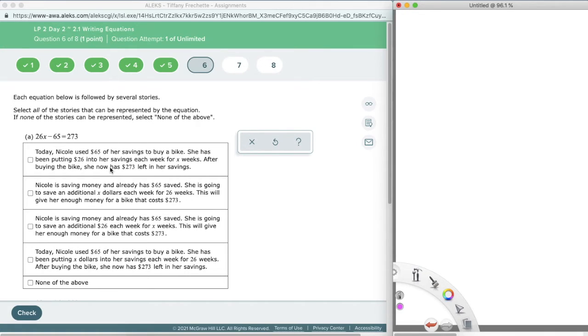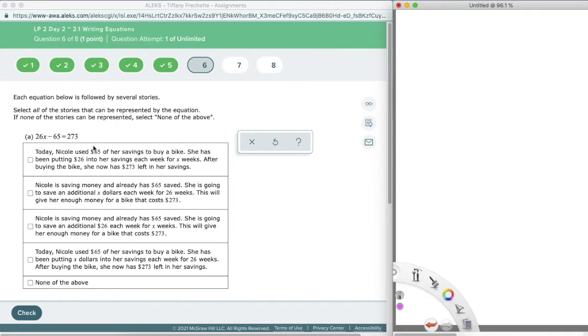We have 26 of something. We should hear an "each" in this scenario. And then we're going to take 65 away, so 65 of something, and glancing down, it's going to be money. And the total will be $273. I'm saying dollars because in this situation, it looks like it's definitely talking about money.